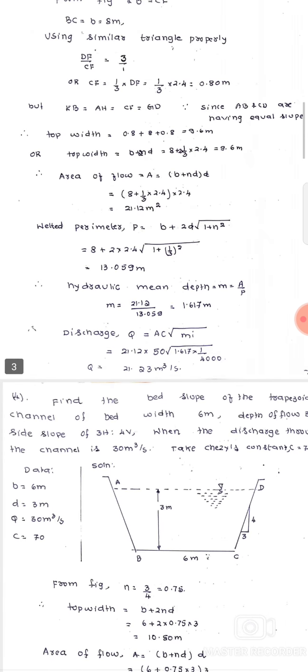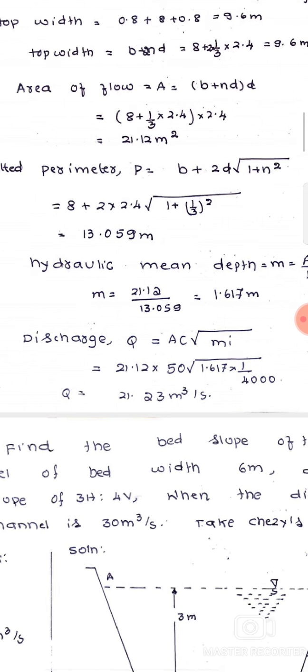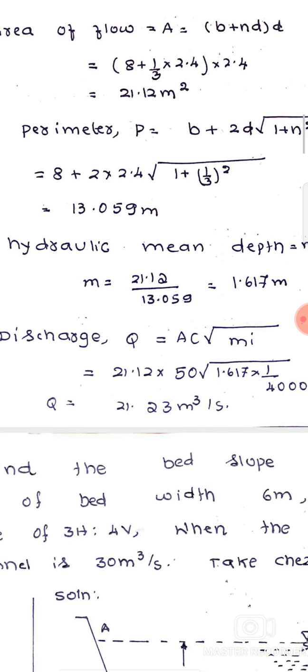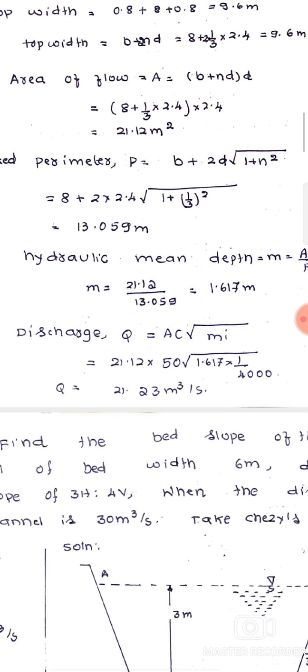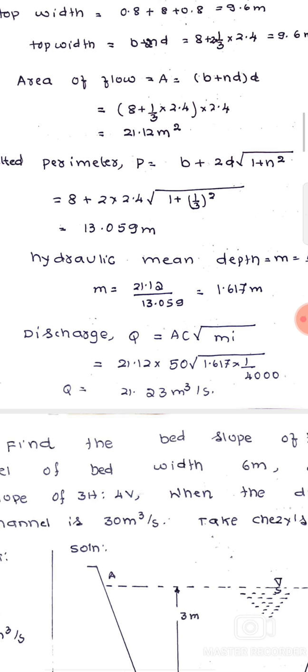Then we have to find out the hydraulic mean depth, because we have found the area and the perimeter. The hydraulic mean depth is M = A/P. A is 21.12, P is 13.059. Then you will get the hydraulic mean depth as 1.617 meters.